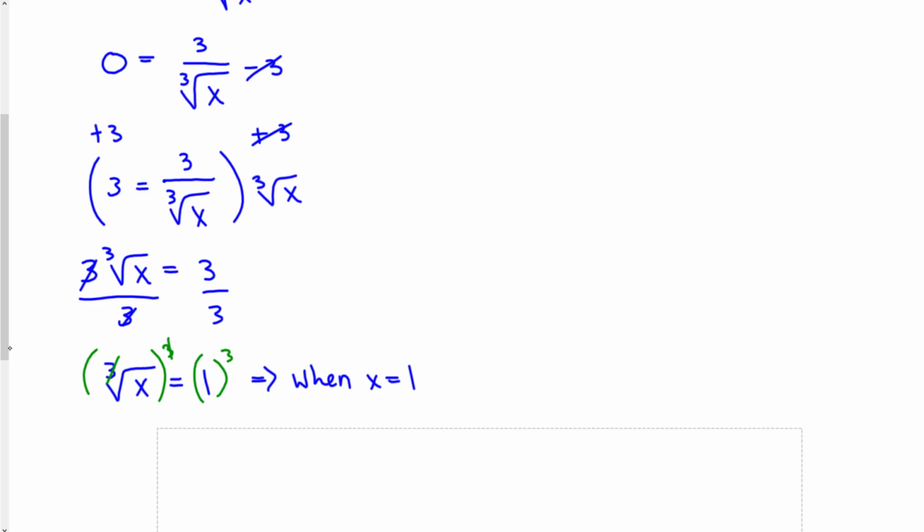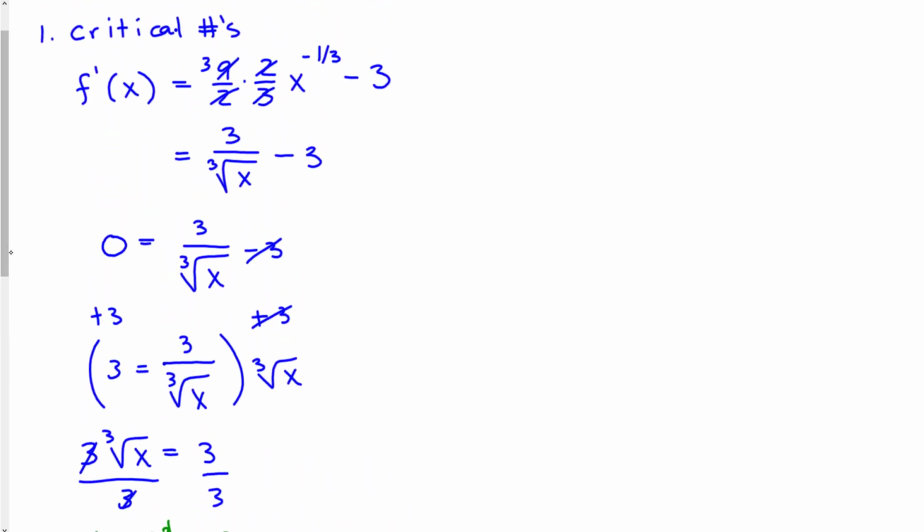So that is a critical number, a potential place where relative extrema could occur. But that's not the only critical number. If you go back to this function right here, if you'll notice, if I put in x equals 0, I would get division by 0, and thus the derivative would be undefined there. So f prime of x is undefined.